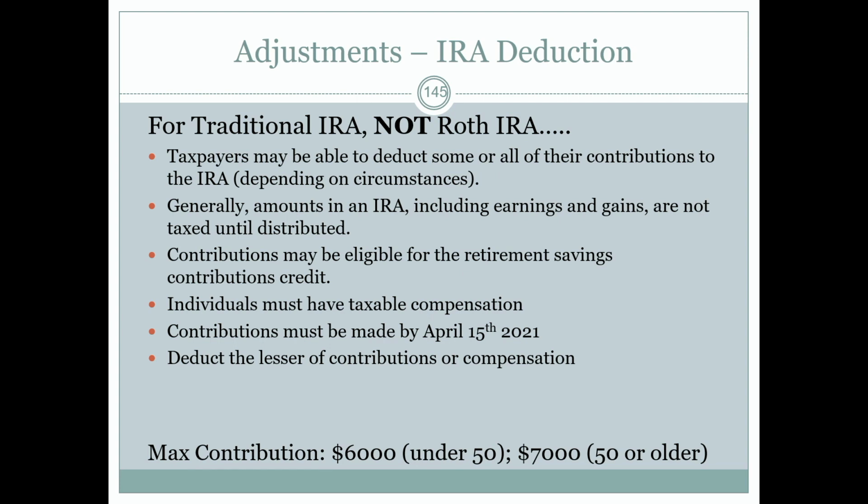And last, the deduction is the lesser of contributions or compensation. So what that says is the maximum contribution, depending on age: if you're under 50, the maximum contribution is $6,000. If you are older, the maximum contribution is $7,000. But remember, it is the lesser of. So if the taxpayer was under 50 and they didn't make $6,000 in compensation, they would only be limited to the amount of compensation that they received.